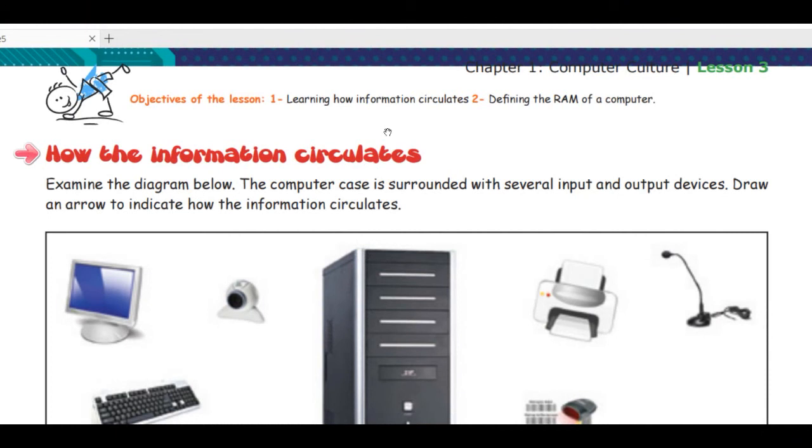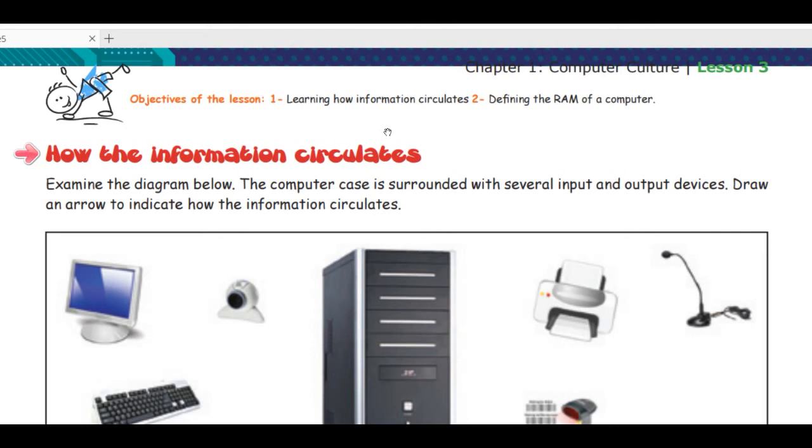Lesson 3, Chapter 1, Computer Culture for Grade 5. The duration of this lesson is one period. The objectives of this lesson are to learn how information circulates and to define the RAM of the computer. Of course, no need for any software.